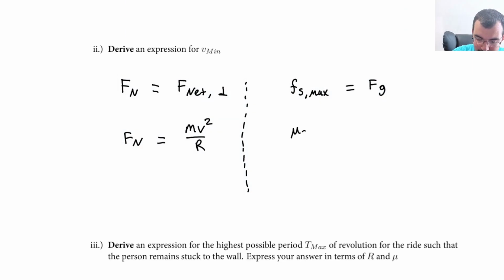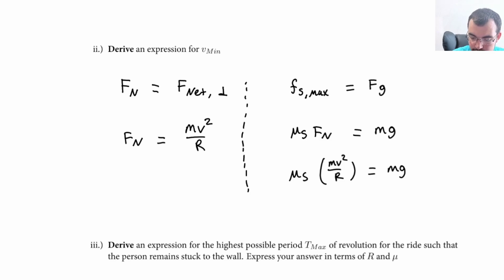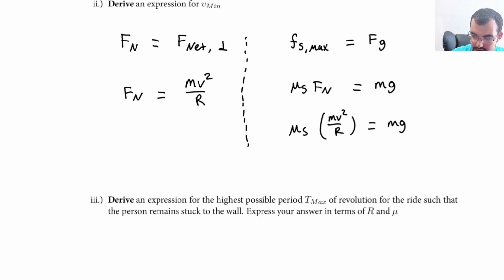So I can just set Fs equal to mu s times normal force, and Fg is just mg. And we said that the normal force was equal to mv squared over r. So mass cancels, right? Everybody brought mass. So we get v squared would be equal to gr divided by mu. So the minimum velocity required would just be the square root of that.